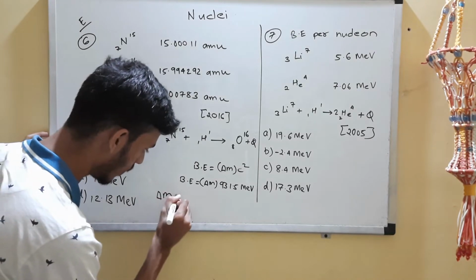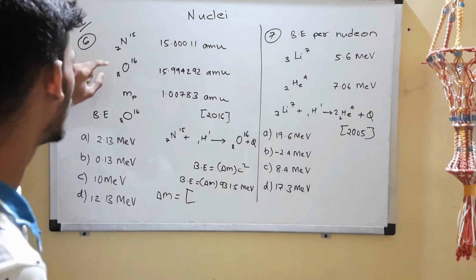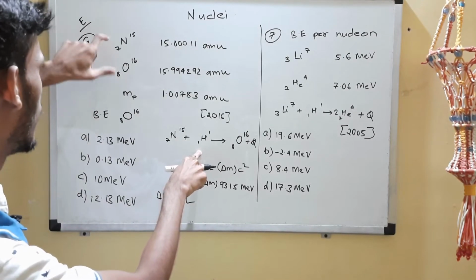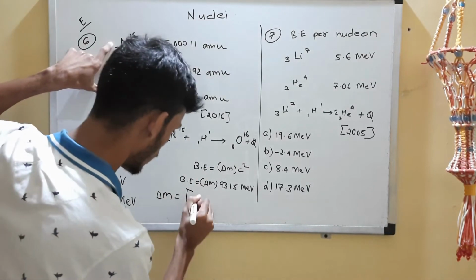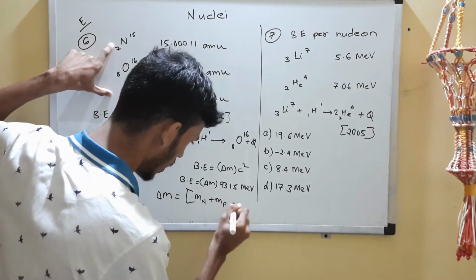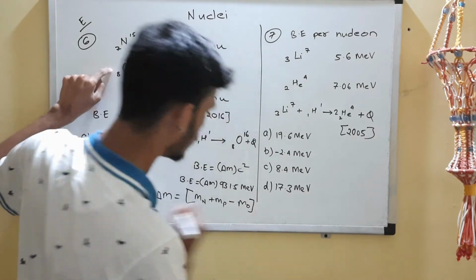The mass on left hand side minus the mass on right hand side. So on the left hand side, we have nitrogen and a proton. You add the two masses, so mass of nitrogen plus mass of proton minus the mass of oxygen, that will give you the mass defect.